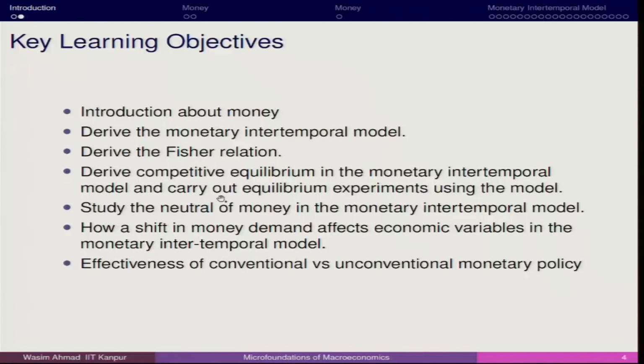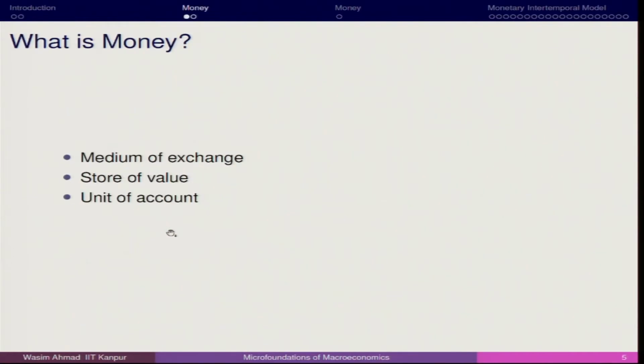So, under the competitive equilibrium, we will try to understand that. Then you have the neutrality of money, which is one area where we focus more on the monetary intertemporal model. How a shift in money demand affects the economic variables in the monetary intertemporal model. Then we talk about the effectiveness of conventional and unconventional monetary policy. Conventional is when we have a money supply increase or decrease; unconventional is when we have special packages, or we have the zero lower bound, liquidity trap, all those kinds of situations we will be examining.